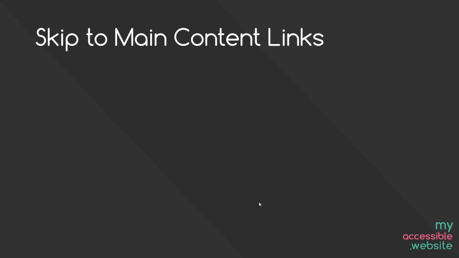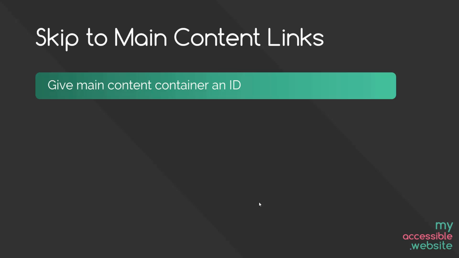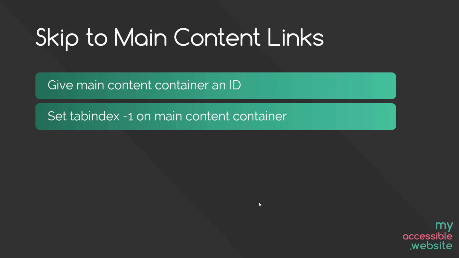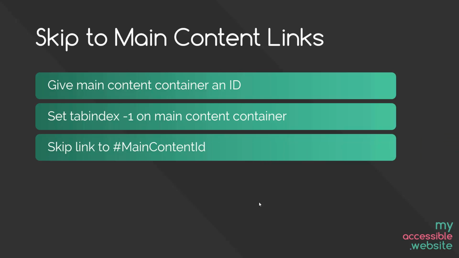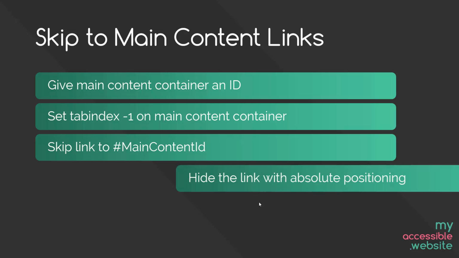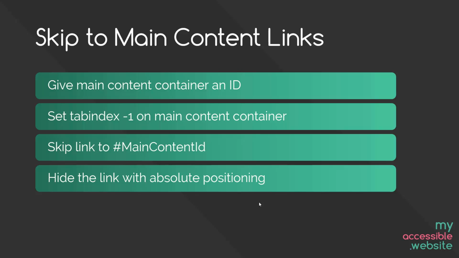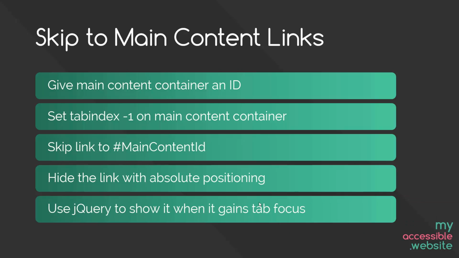So let's just go over the steps to creating a skip to main content link. The first thing we have to do is give the container for all the main content an ID and set the tab index on it to -1. We then create a link that jumps down to this main content ID, and we hide it off the screen with absolute positioning in CSS. And finally we add some jQuery to show this link when it gains focus from people tabbing to it, and then hide it again when it loses the focus.